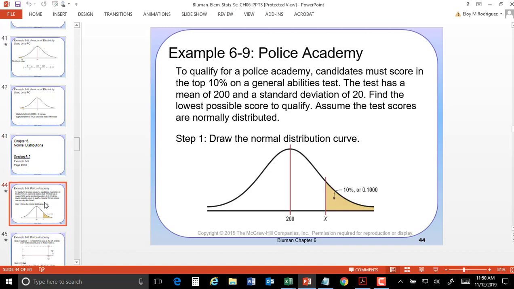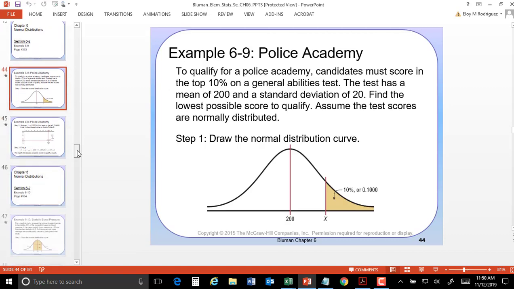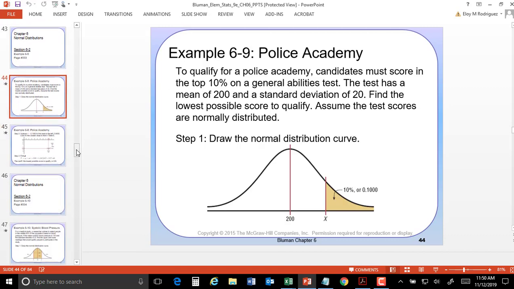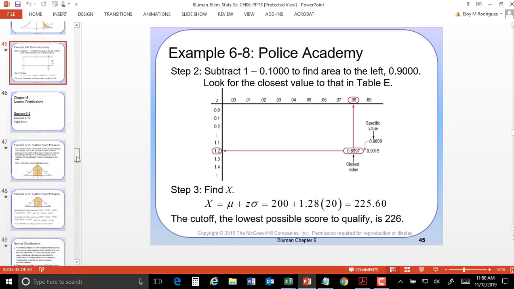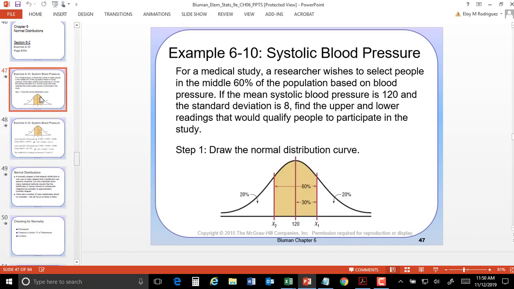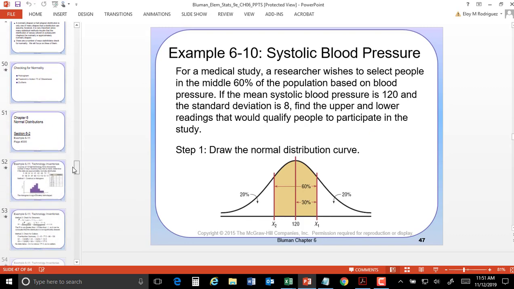Is there any questions on that particular, how to do the area? Anything that goes this way forward, remember your table's going this way. You have to subtract from 1. And this is how you look at it in the table, same kind of idea. Okay. There's blood pressure. That's all easy.